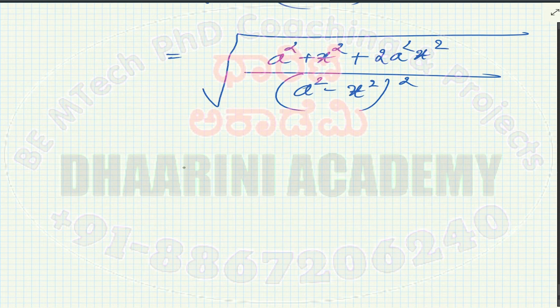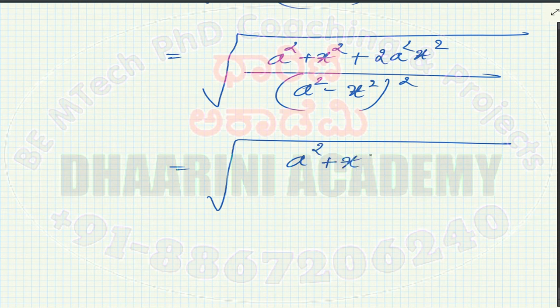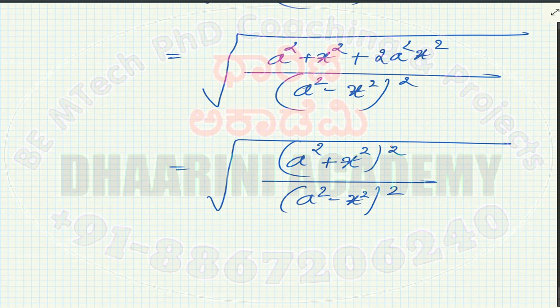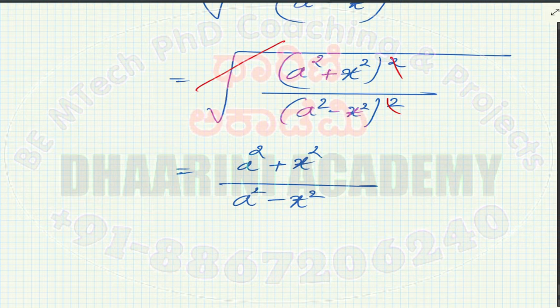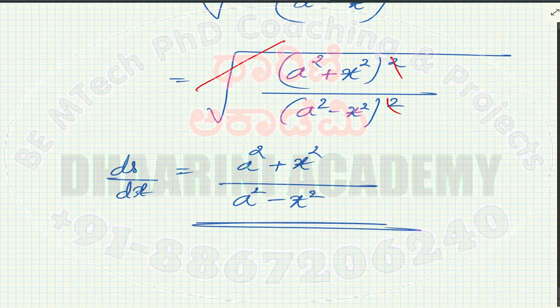Okay, in the next step I can see that the numerator is a perfect square, so this numerator can be simply written as a square plus x square the whole square, denominator a square minus x square the whole square. Now it's very clear, the square can be cancelled with the square root, so what remains you can simply write down. That is equal to a square plus x square divided by a square minus x square. So on the left hand side I'm still left with ds by dx. This is what they have asked us to prove.